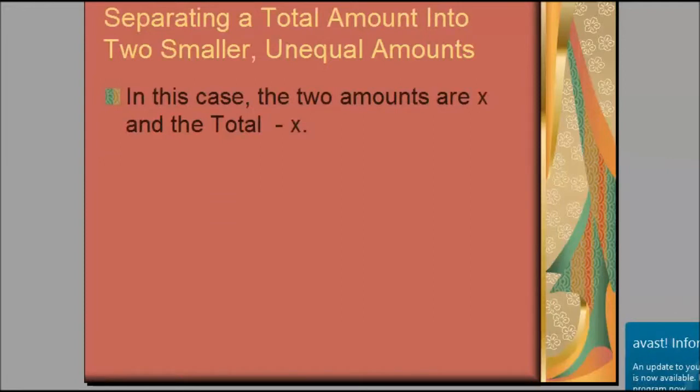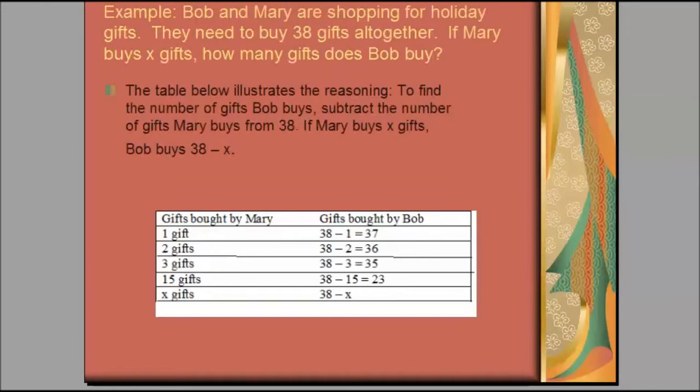Another vital translation skill is knowing how to separate a total amount into 2 smaller unequal amounts. And a lot of the problems with distance problems and mixture problems come from an inability to do this. Whenever you have a total amount, let's call it x, and you've divided it into 2 smaller unequal amounts, the new amounts are x and the total minus x. And an example will help you grasp this.